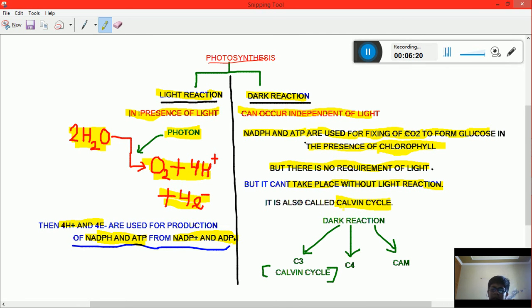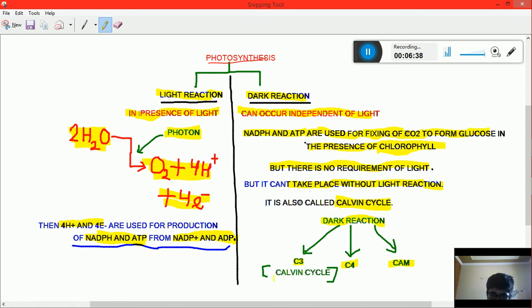Now dark reaction or Calvin cycle, we can say, is of three types: C3 cycle, C4 cycle and CAM cycle. We can also say C3 pathway, C4 pathway or CAM pathway. Now what is the difference? That I will explain in my future videos. Now why are they used?